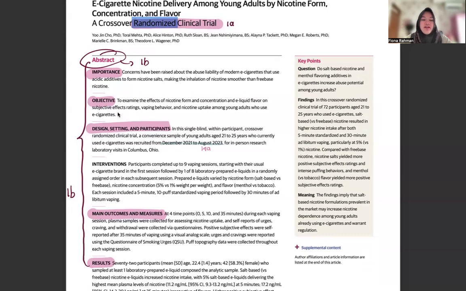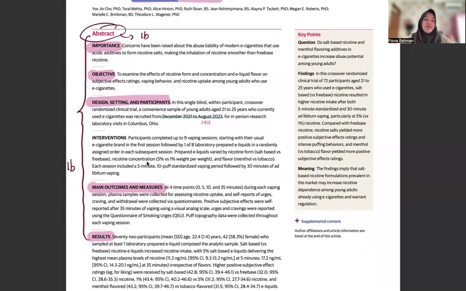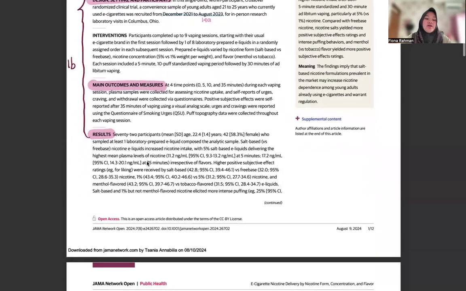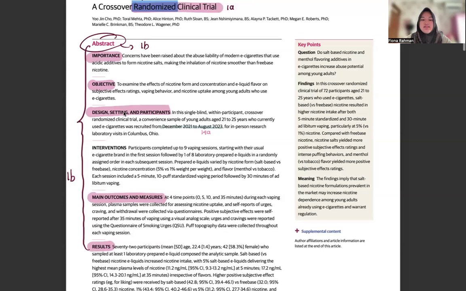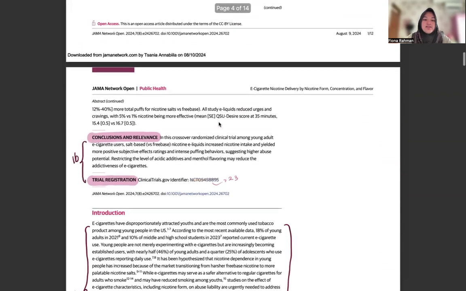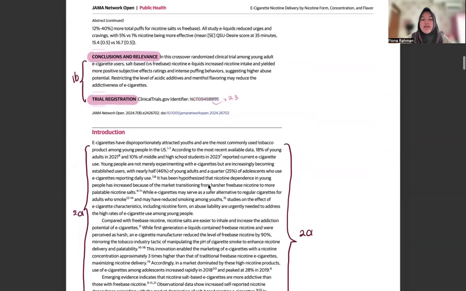Next, the abstract is divided into several parts: importance, objective, design, setting, and participants, main outcomes and measures, results, conclusions and relevance, and also trial registration. In the design, setting, and participants, I also find the dates defining the period of recruitment of this journal. It's from December 2021 to August 2023. Next, in the trial registration, I also find the registration number and the name of the trial registry, ClinicalTrials.gov.